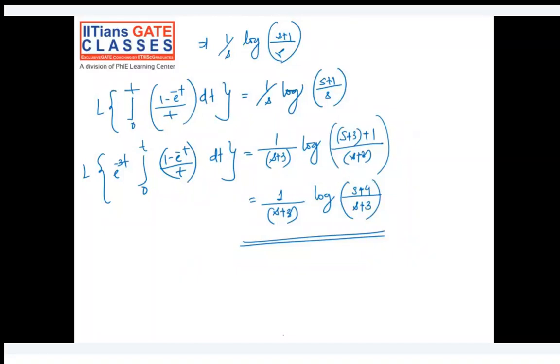Look at this question. This question will help us to study three properties at a time: division by t, integration, and then shifting. Any doubt till this? Is it clear to you all?